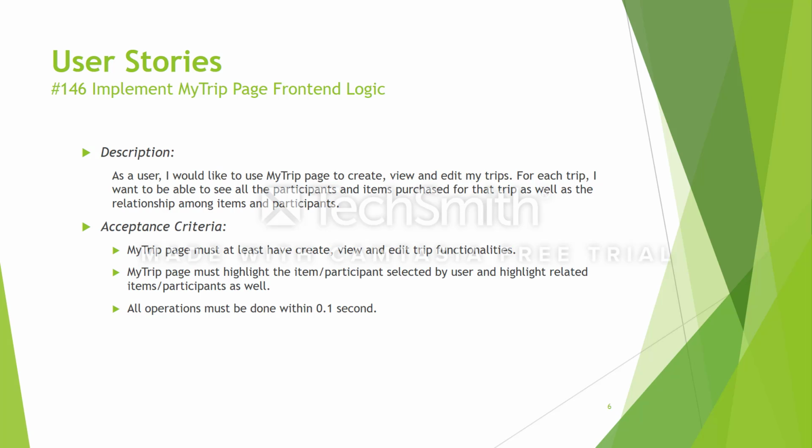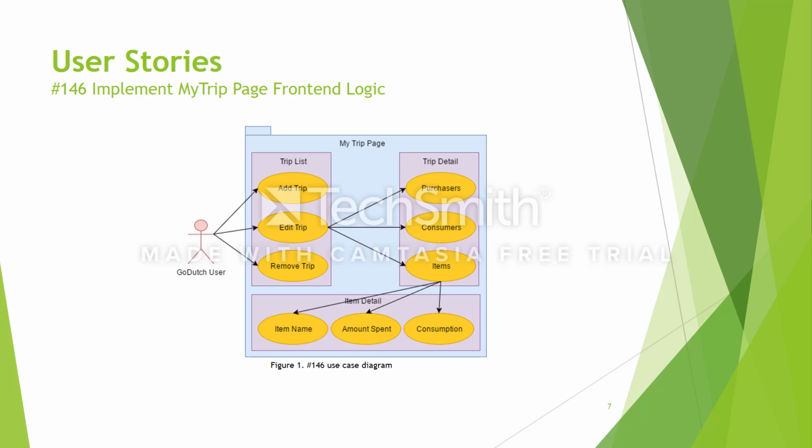The acceptance criteria include my trip page must at least have create, view, and edit trip functionalities. My trip page must highlight the item or participant selected by the user and highlight related items and participants as well. All operations must be done within 0.1 second. The use case for this story is when a GoDutch user wants to edit an item. Here's the use case diagram.